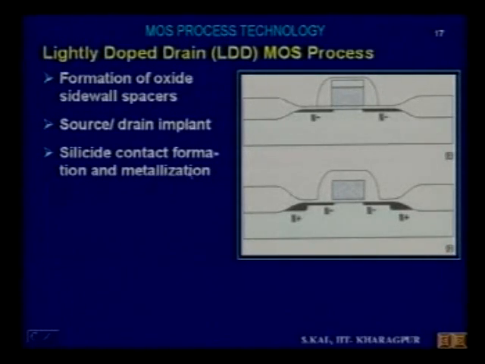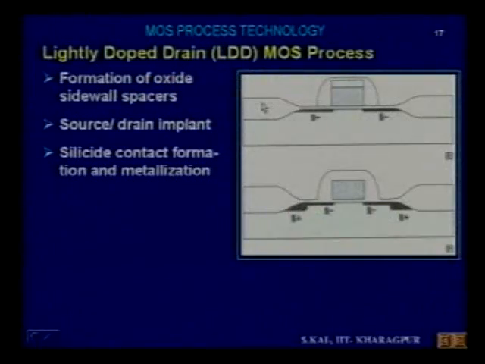Now silicide contact formation and metallization. Again you deposit polysilicon on top of this structure. So the polysilicon will be deposited here, here, here, here and here, everywhere. Now the process follows similar to the salicide process. Then after deposition of the polysilicon, you deposit metal.